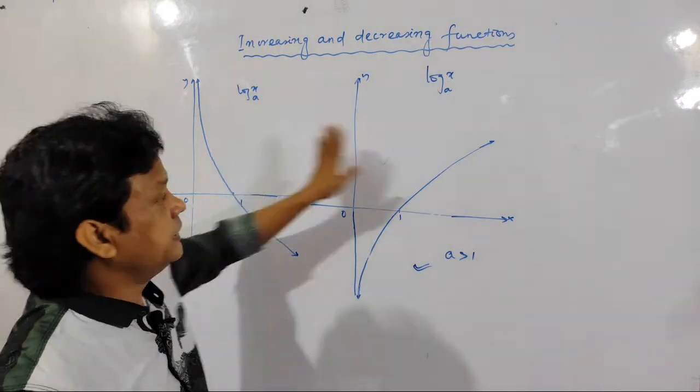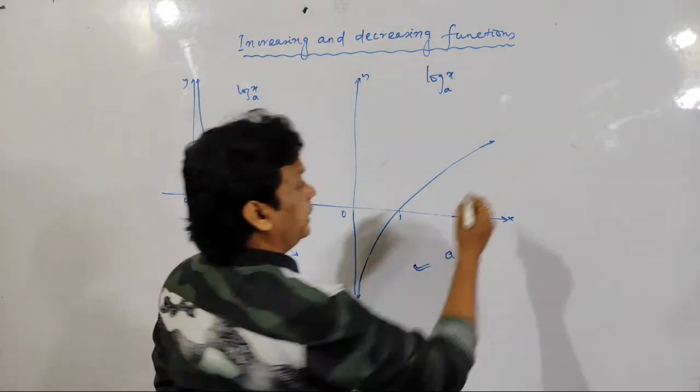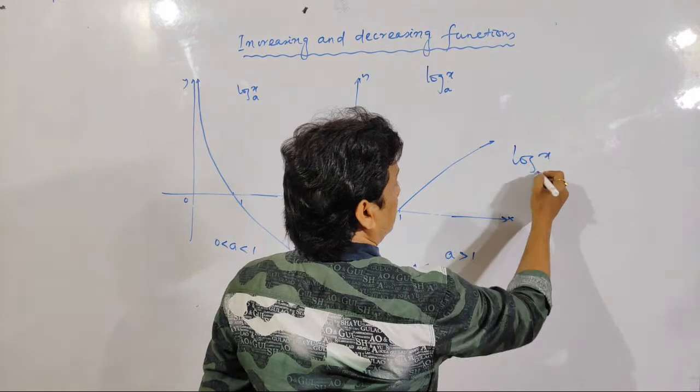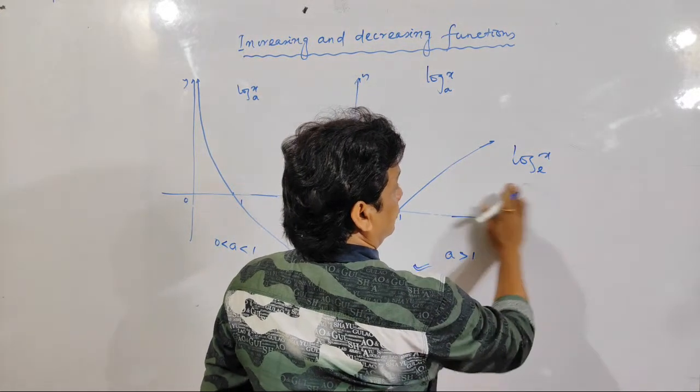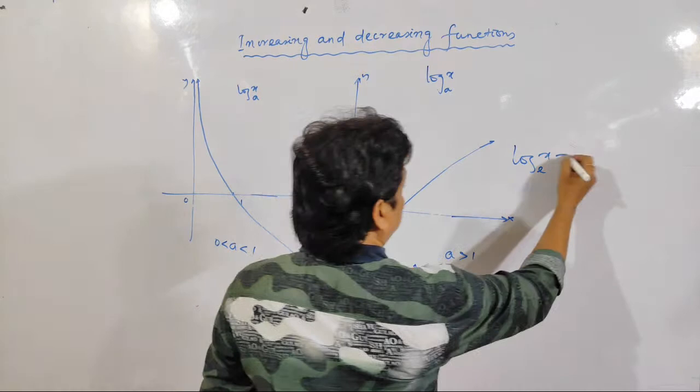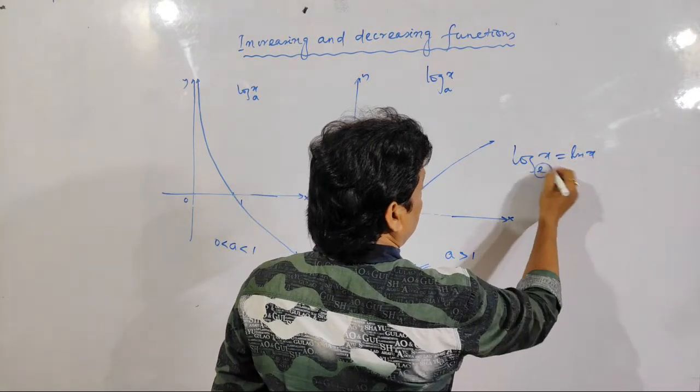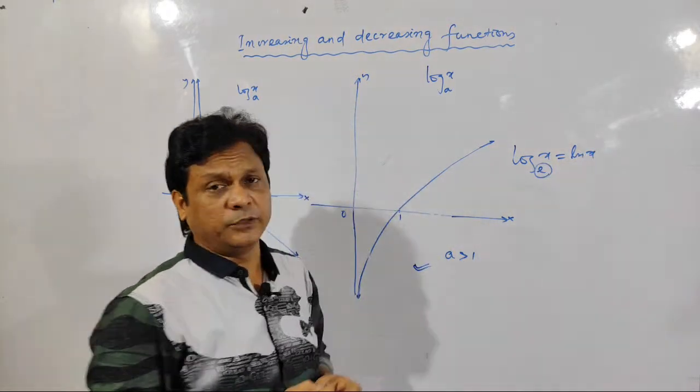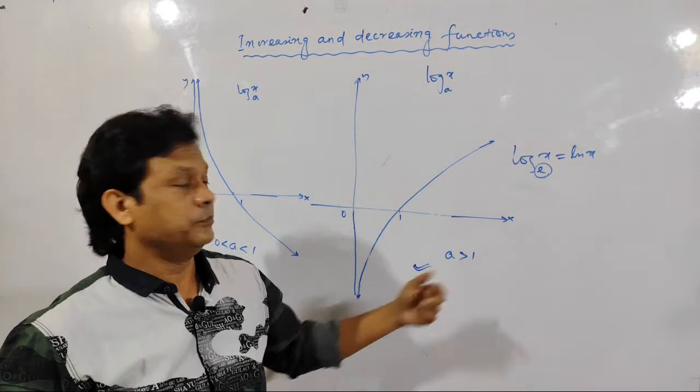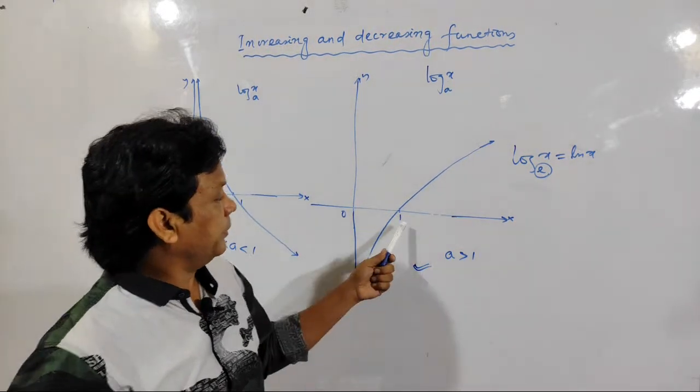Only this case is necessary, because you will deal with log x to the base e only. That means ln x. And e is equal to 2.71, that means greater than 1. So this quantity, the base, is greater than 1. So only you have to remember this graph.